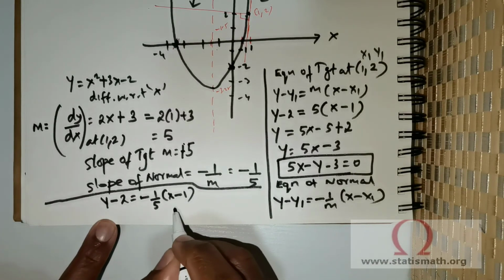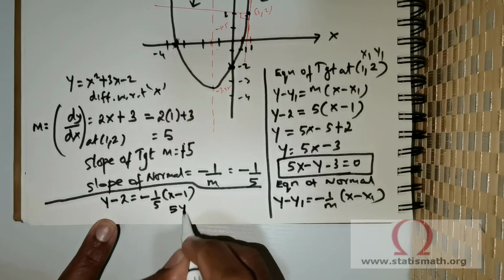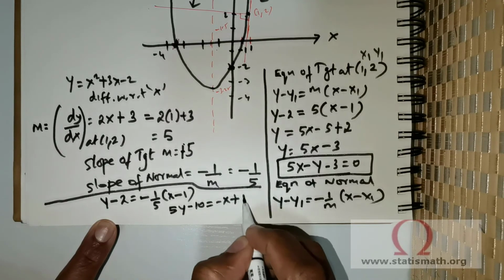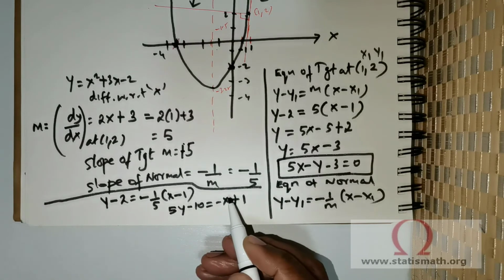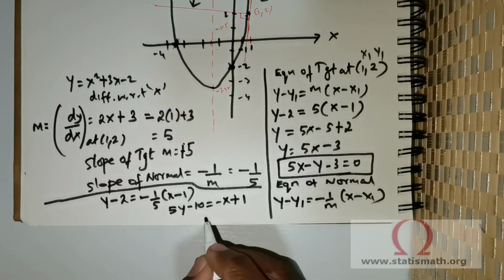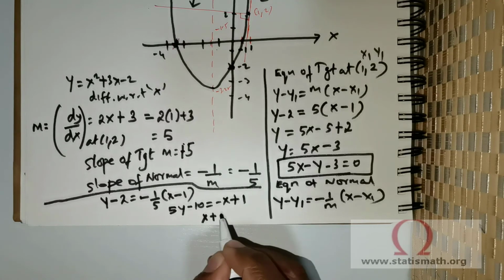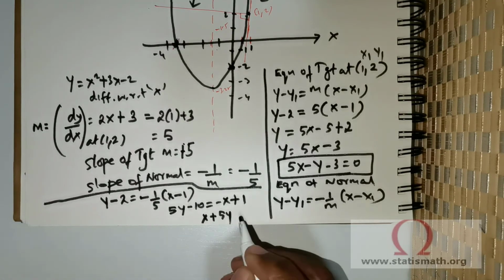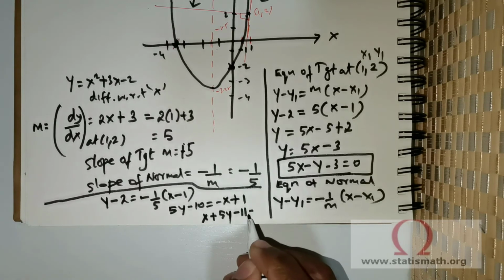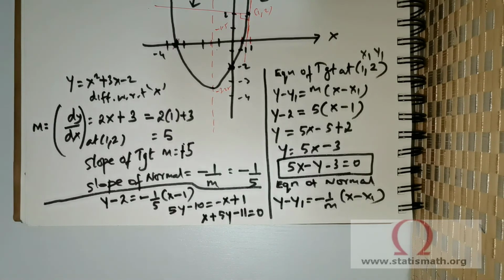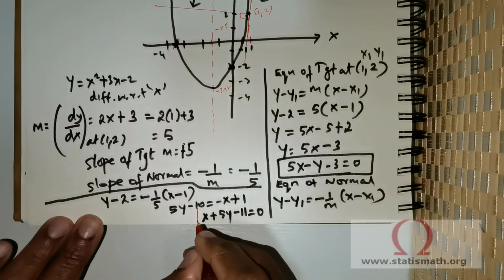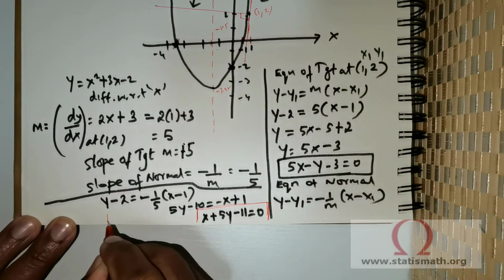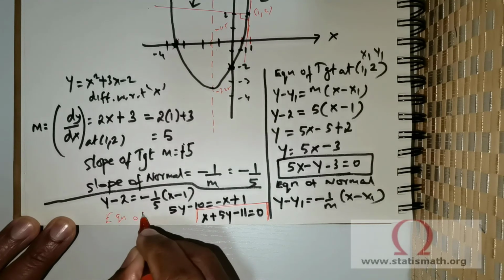If you were to cross multiply this, you get 5(y − 10)... that is, 5y − 10 = −x + 1. If I bring the x to the left, that's going to be x + 5y. The −10 you bring down, it becomes −11. So x + 5y − 11 = 0. This is the equation of the normal.